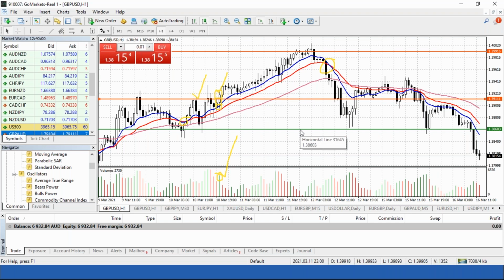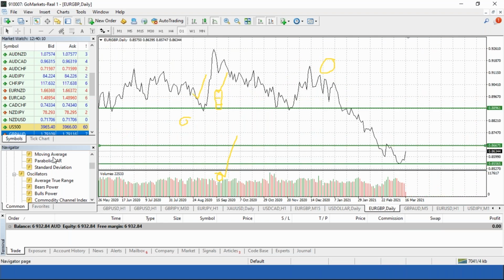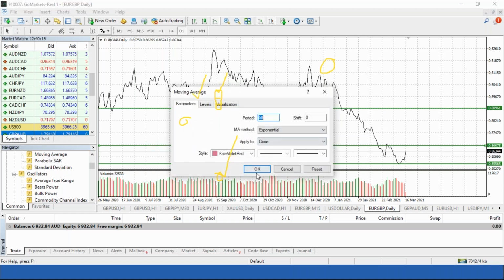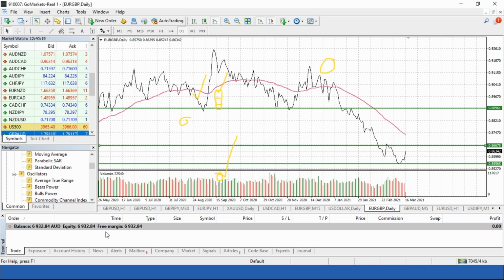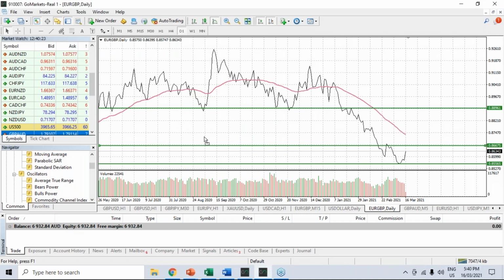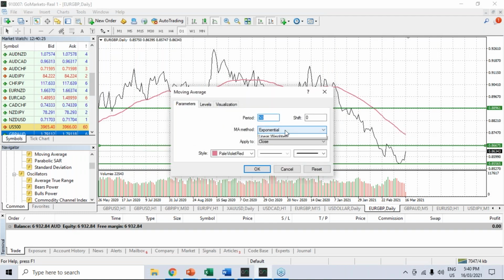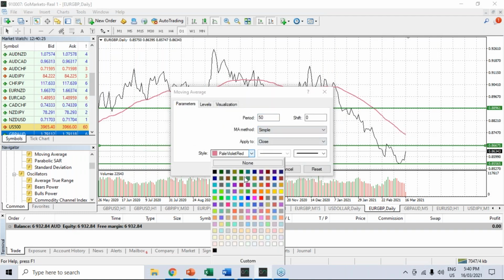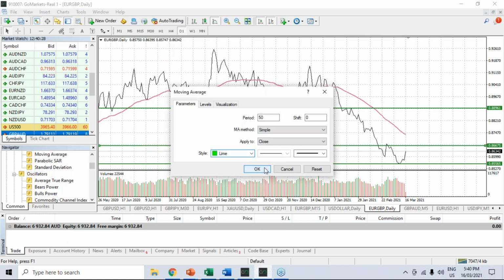Now, that would be a simple moving average. What most traders prefer to use is what's called an exponential moving average. I'll just show you why very quickly. Okay, so I'll put a 50 moving average on here, an exponential. Okay, we'll just take off these drawings for now. And then we'll put a simple moving average on, which we're going to make green.